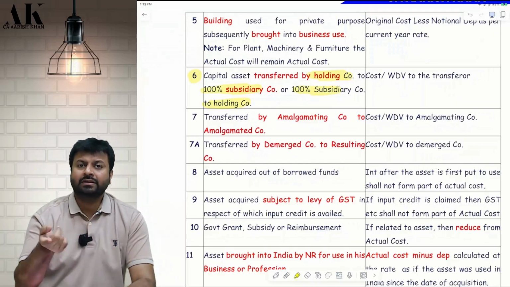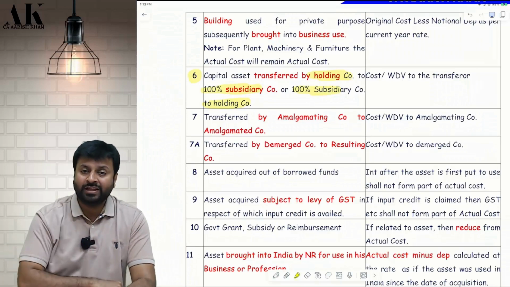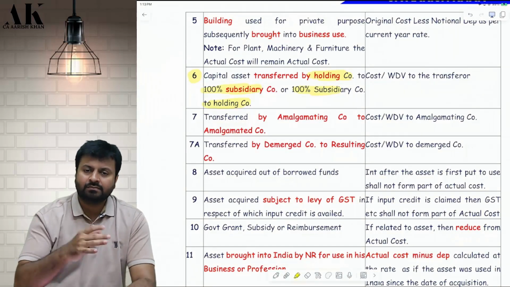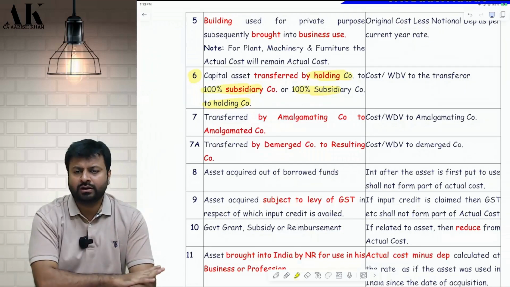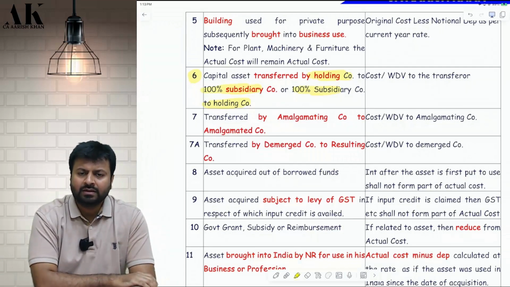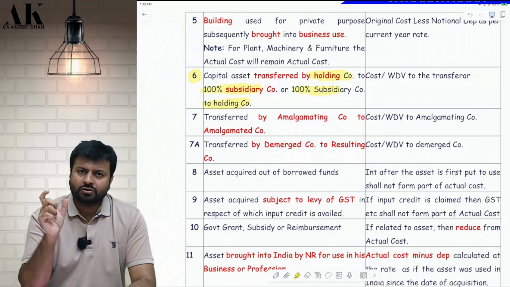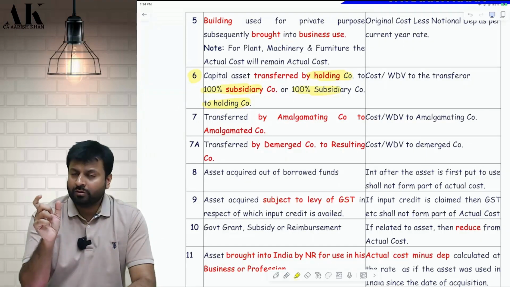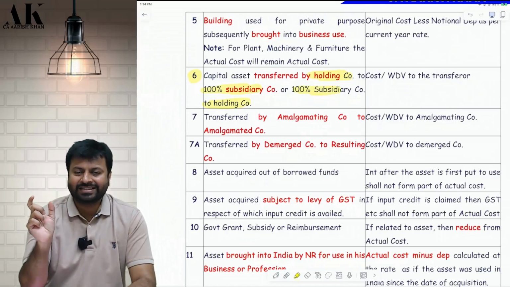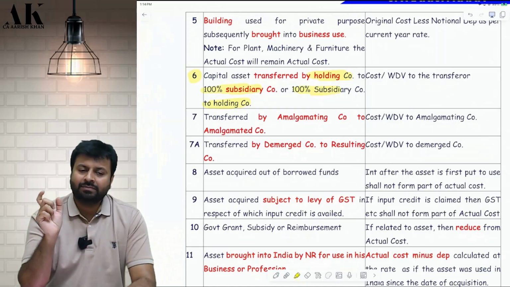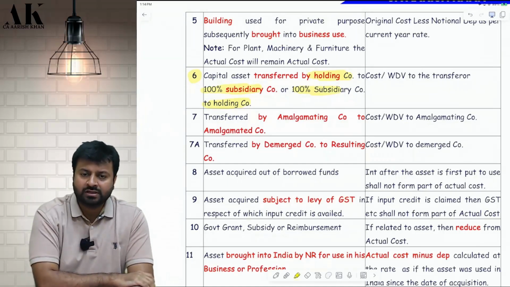So you will ask me, what is my actual cost of the assets which are coming from here to there? Same. Whatever was the actual cost or WDV here, that same will become actual cost or WDV over there. So if in my tax system, in my block of asset, my plant and machinery is showing 1 lakh rupees, that will become your actual cost. Is it clear? Please tell me.